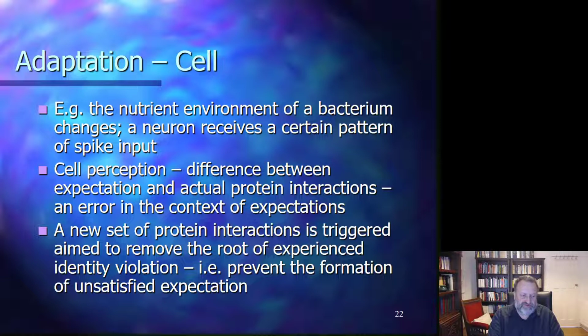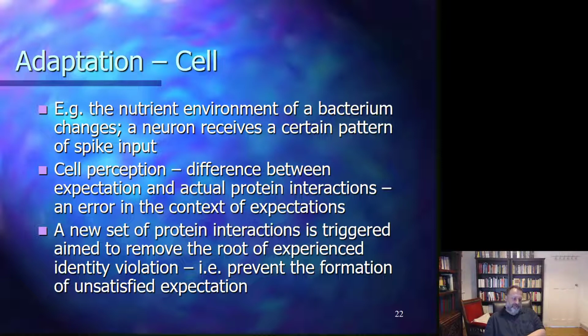Now, in response to the identity violations that the cell is experiencing, there are adaptations that the cell is producing. So the cell perceives the environment through these identity violations and aims to eliminate these identity violations by changing the protein interactions that are present in the cell. So, for example, if the nutrient environment of a bacterium is changing, the bacterium may trigger the production of a different set of proteins which adapt to the new environment and pick up other kinds of nutrients that are present in the environment or facilitate the pickup of these nutrients.